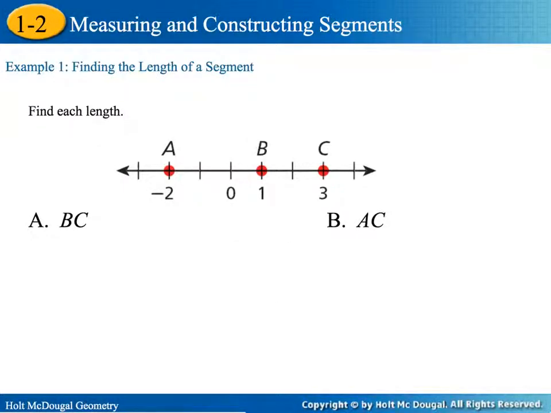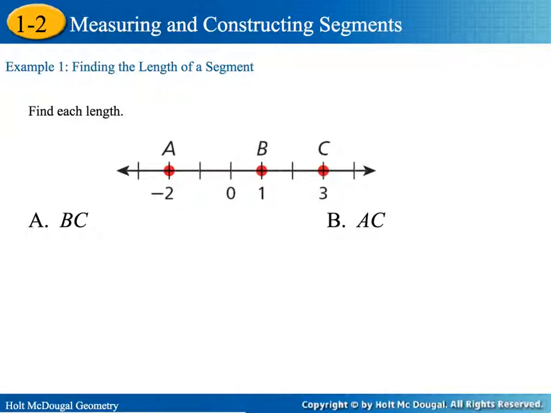So our first example is going to be to find the length of these 2 different segments. So go ahead and pause the video, write down the directions for this, find each length. Go ahead and sketch out this number line with these 3 points at -2, 1, and 3. And then we're going to do A. If you want to go ahead and try to do A on your own, then do that, and then check to see what the video says, see if it's the same thing.